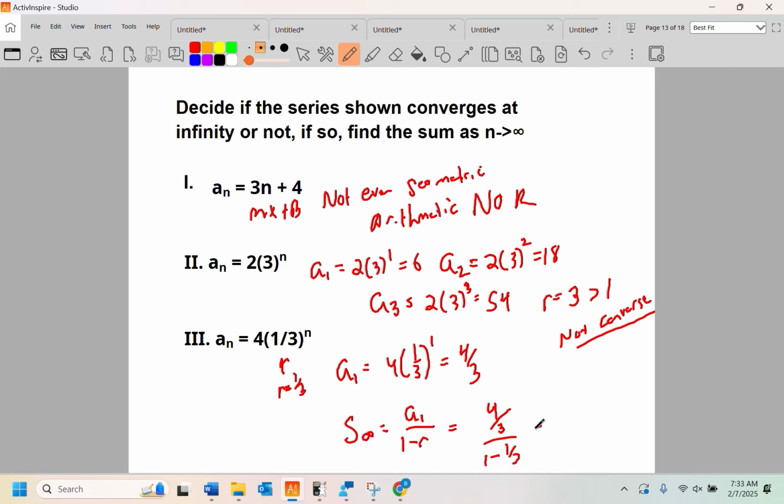a third. Now, I like to do these things old school. That's 4/3 over 2/3. Threes cancel. 4 over 2 is 2.